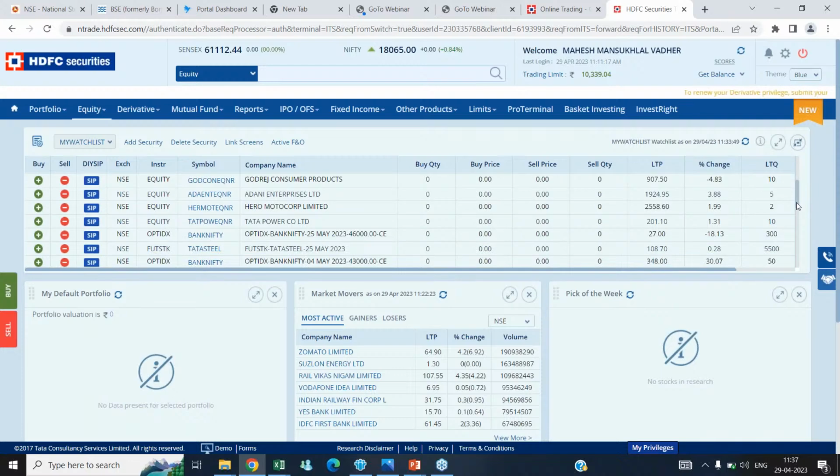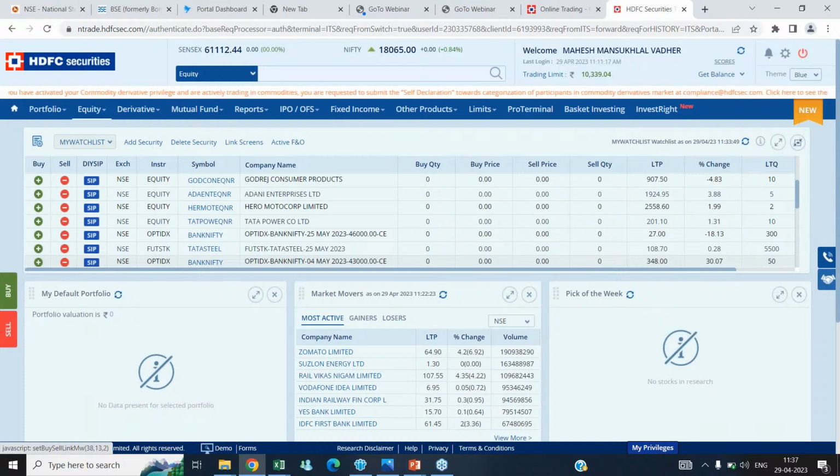Suppose I take a hypothetical example. You have a 43,000 call option for Bank Nifty at 348 rupees. Now you want to place a stop loss order and a target price order for this option. You already have this option. Take a hypothetical example: you have bought it at 350 rupees and you want to place stop loss and target. So how can you do it?